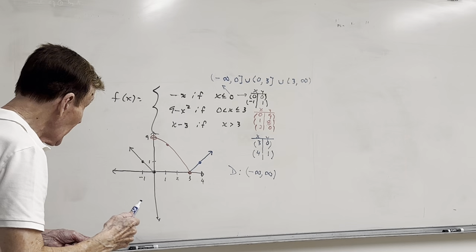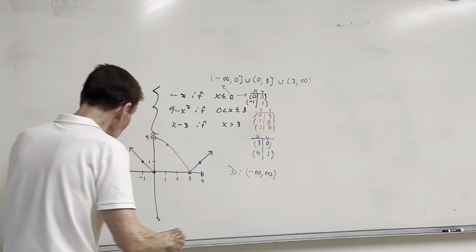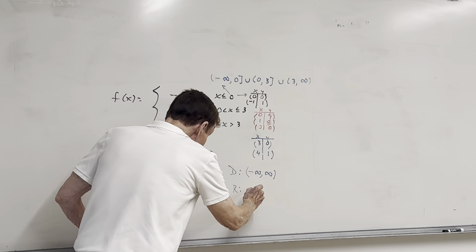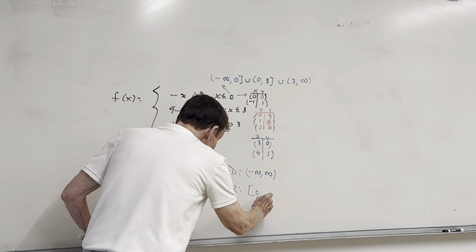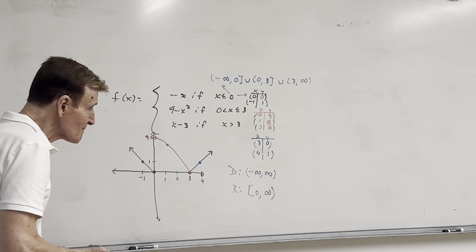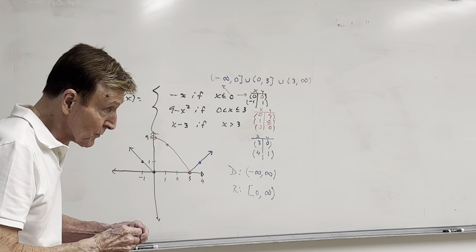So guys, the range here would be, looks like, and see if you guys would agree, bracket 0, and then goes through infinity. So there's my domain and range.